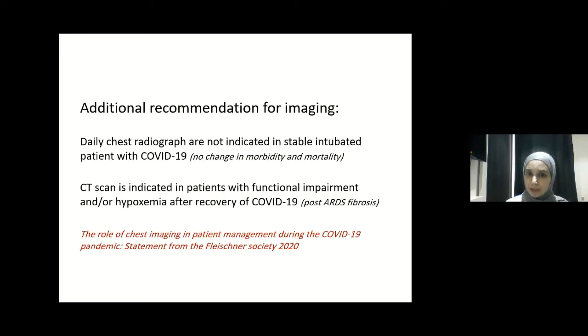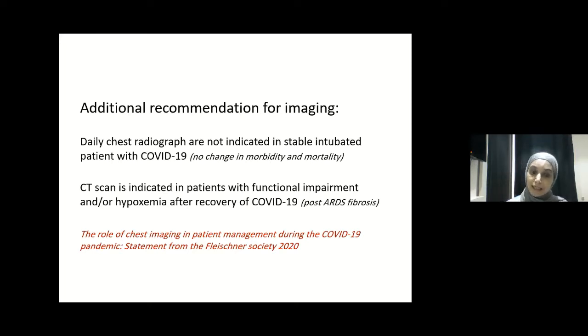Additional recommendation for imaging regarding critical cases or ICU patients: daily chest radiographs are not indicated in a stable intubated patient with COVID-19. A study shows that repeated chest X-ray doesn't change morbidity or mortality with the frequently repeated chest X-ray.